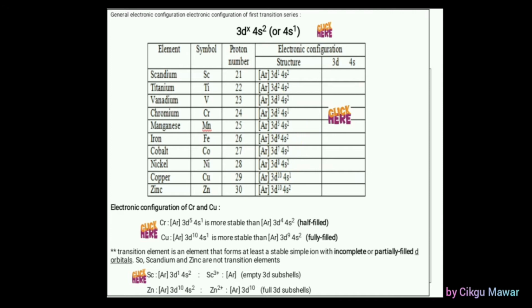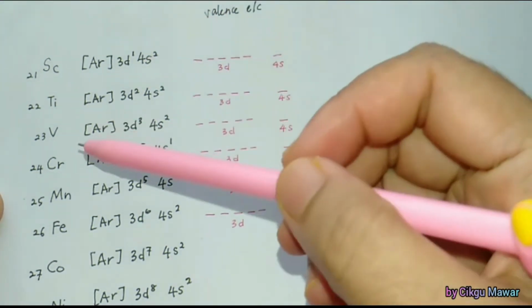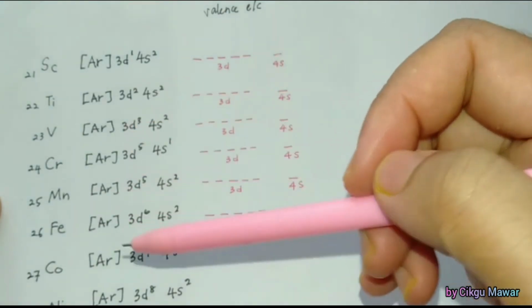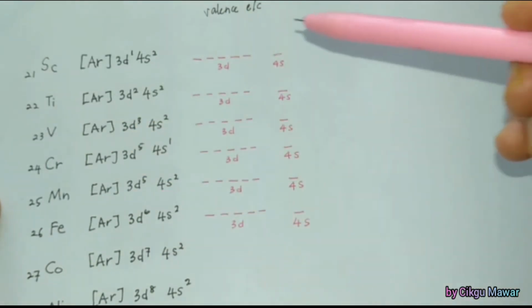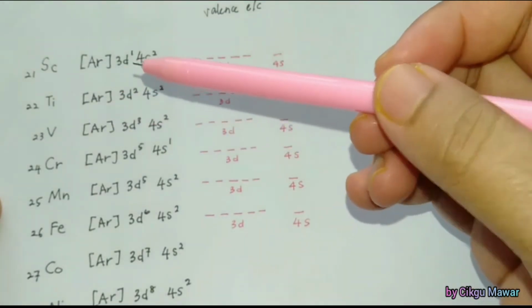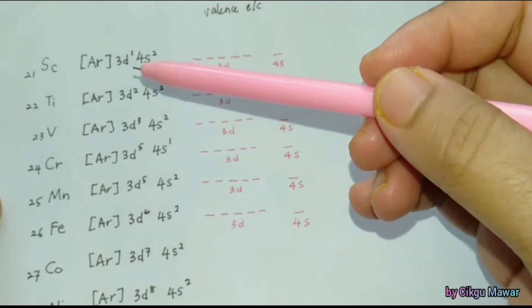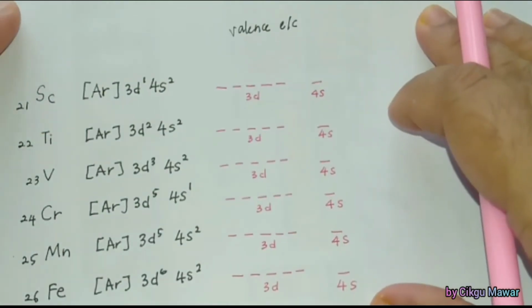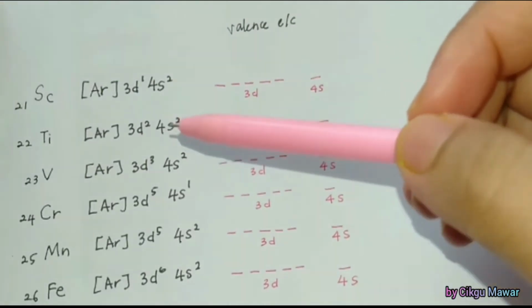Now we take a look at how to write the orbital diagram of the transition element. Class, here is the electronic configuration of transition element, which is the shortened electronic configuration, while this is the valence electronic configuration, since transition element is a D block. This is the valence electron configuration, but I wrote it in an orbital diagram. How to write the orbital diagram of transition element?